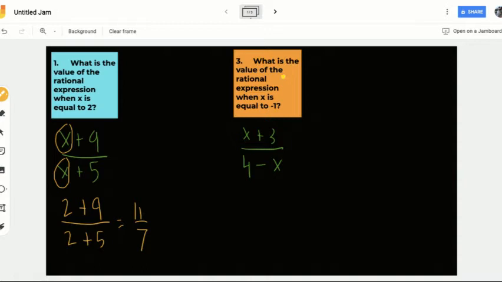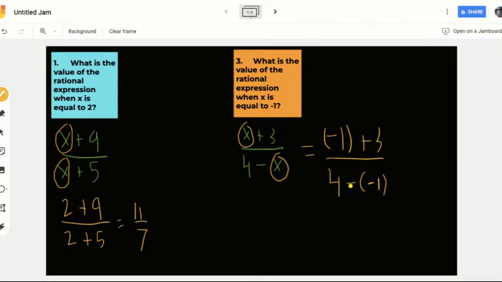For number 3, what is the value of the rational expression when x is equal to -1? Again, same idea. I'm going to plug that in for my x's. So I'm going to do that to the side this time. We'll have (-1). Always like to use parentheses around my negatives. Plus 3, over 4 minus (-1). I especially want to use parentheses when I have another minus sign so they don't kind of bleed together. We have -1 plus 3, which is going to be a 2. 4 minus -1 is going to be 4 plus 1, which is going to be 5. So the answer to this one is just 2 over 5.